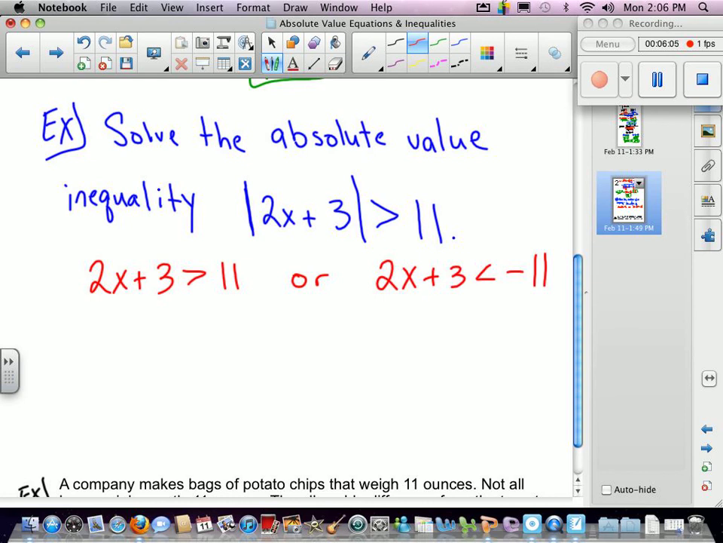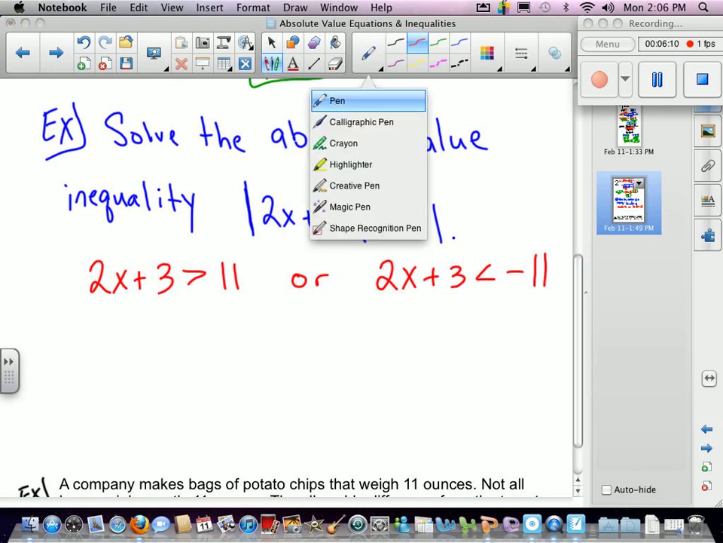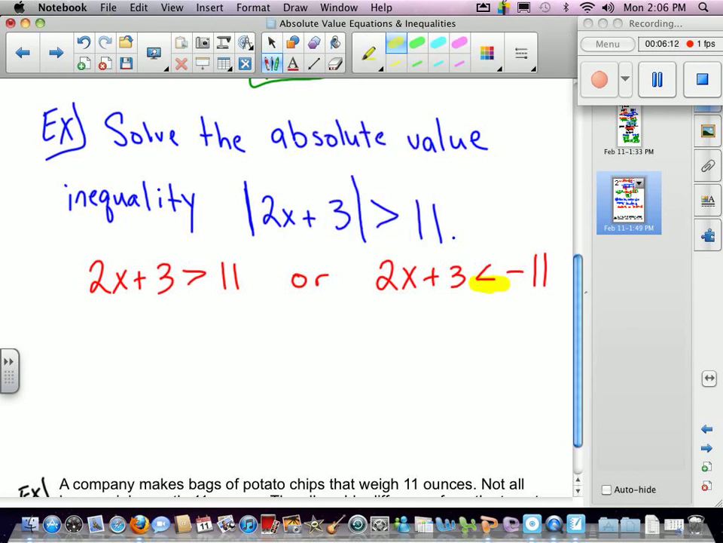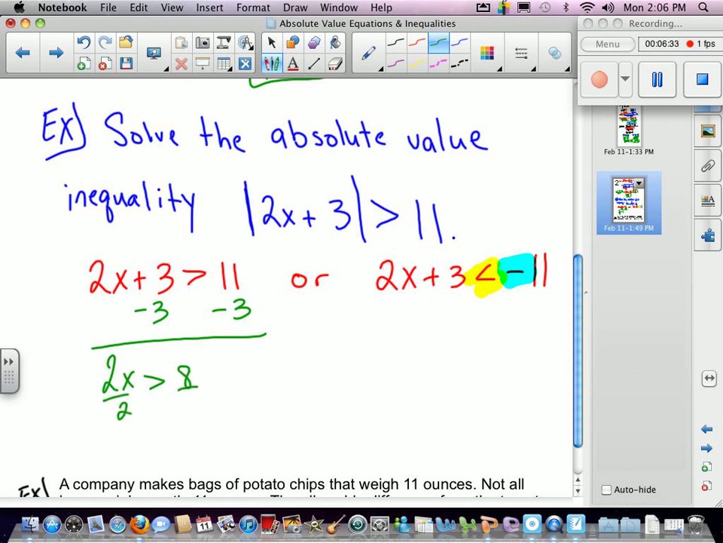The first time I solved it exactly the way that it was written. The second time, when we did that, we actually switched not just the inequality, but we also made this negative. Okay? So when we're solving the absolute value inequalities, we need to make sure that we're doing that. We're going to solve them the same way after that. We subtract 3. 2x is greater than 8. Divide by 2. X is greater than 4.